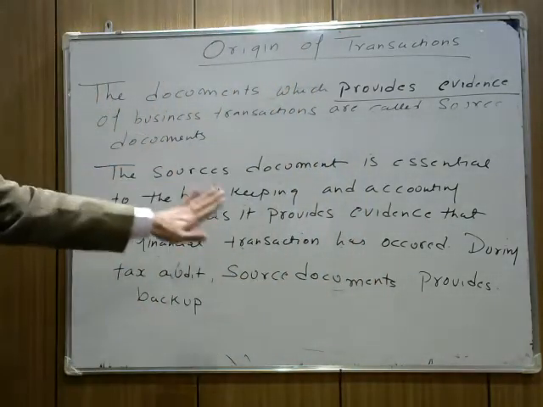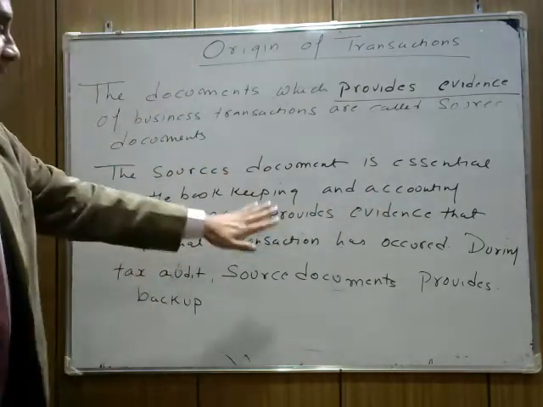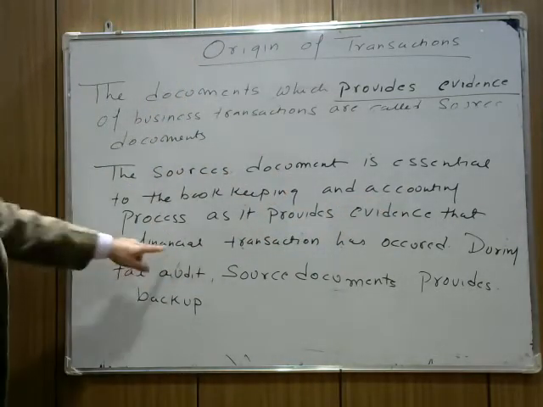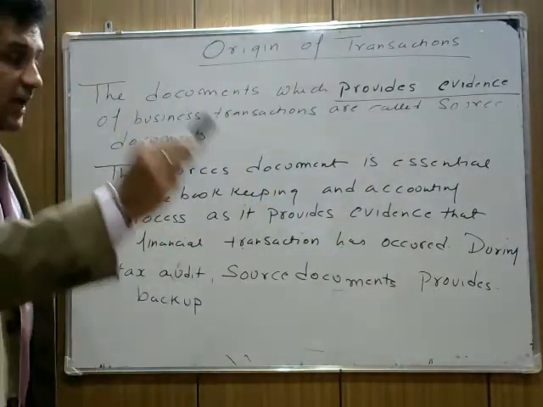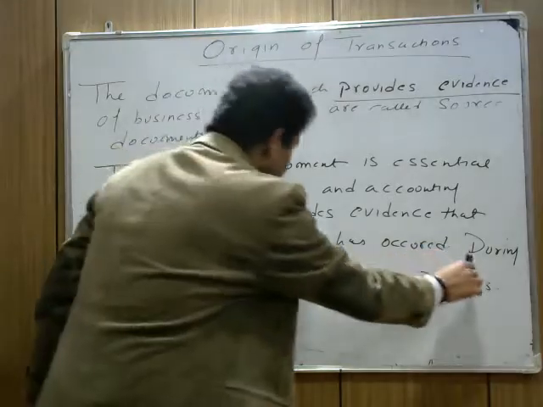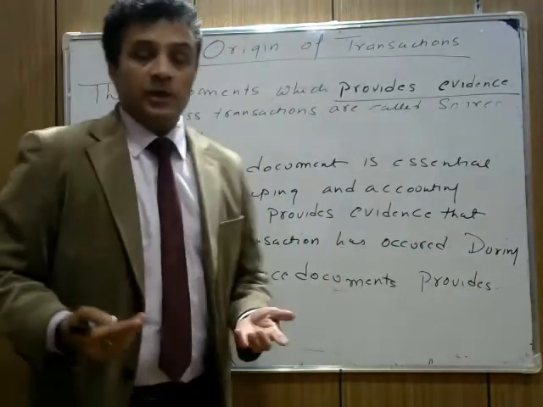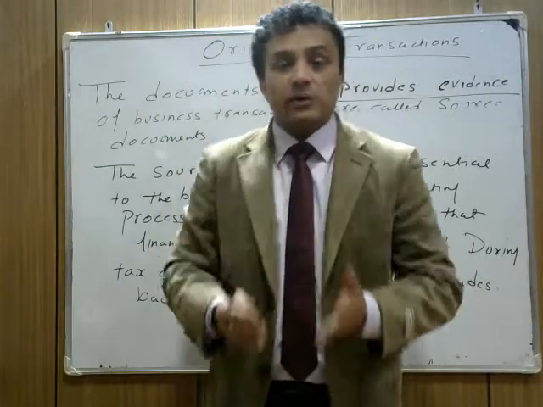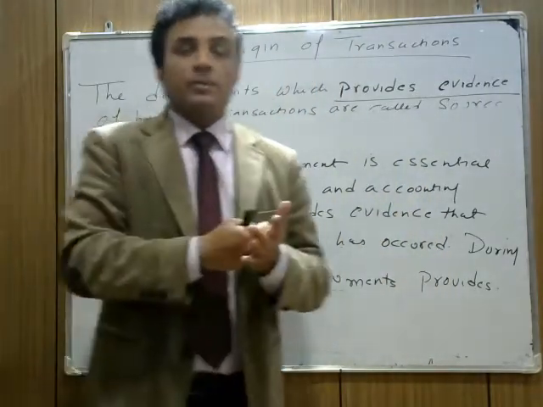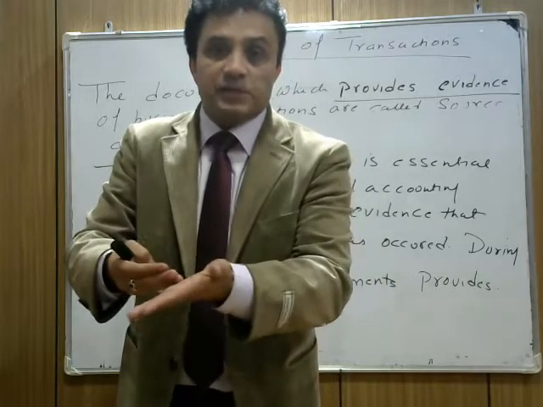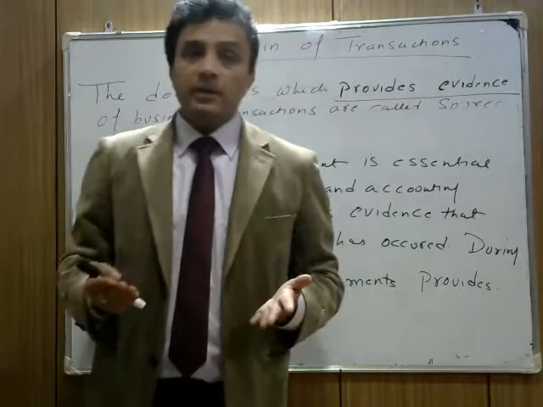That means the source document is essential to the bookkeeping and the accounting process, as it provides evidence that a financial transaction has occurred. ये financial transaction हुई थी during tax audit. The source document provides backup also. Suppose you miss out any transaction, so you have the record. From this document, you can provide the evidence also. Is that clear?